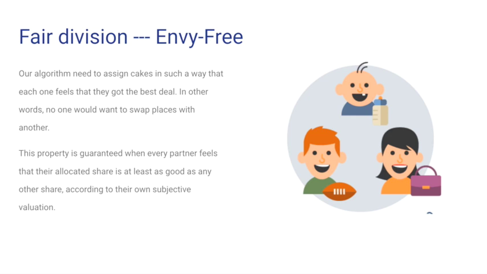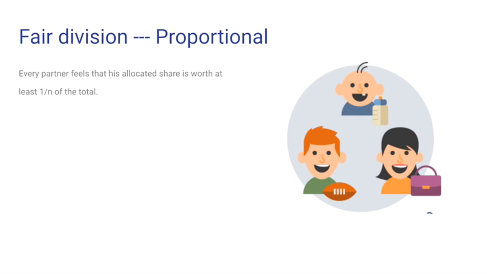The first thing we will evaluate is the envy-free principle. Our algorithm will need to assign cake in such a way that each one feels that they got the best deal. In other words, no one would want to swap places with another. This property is guaranteed when every partner feels that their allocated share is at least as good as any other's share, according to their own subjective evaluation. Another principle for fair division is proportionality, which means that every partner feels that their allocated share is worth at least 1 over n of the total, so that no one will be unsatisfied.